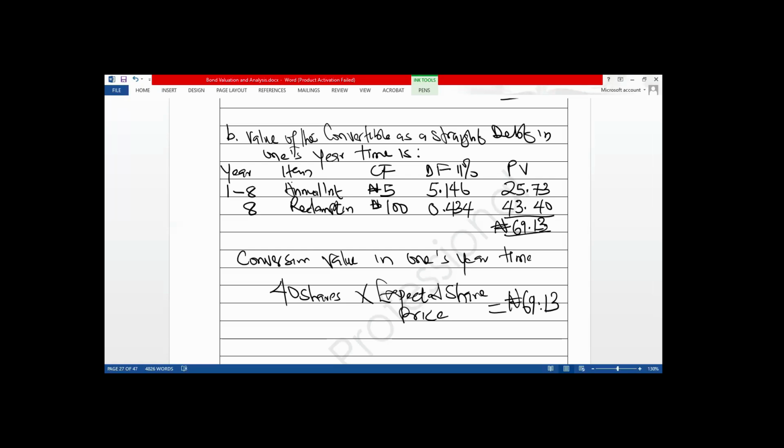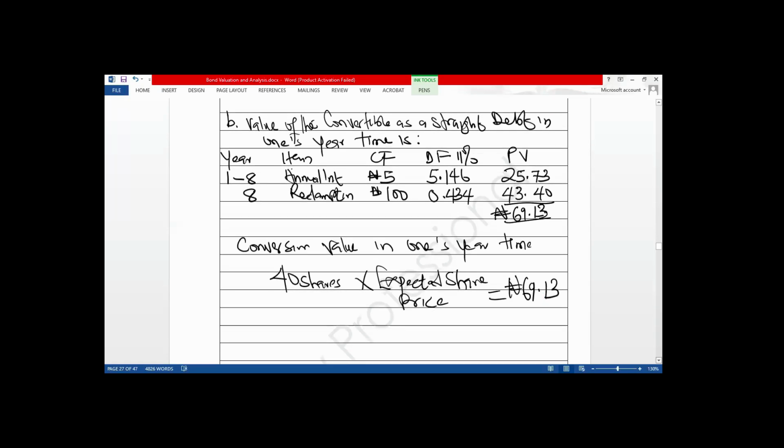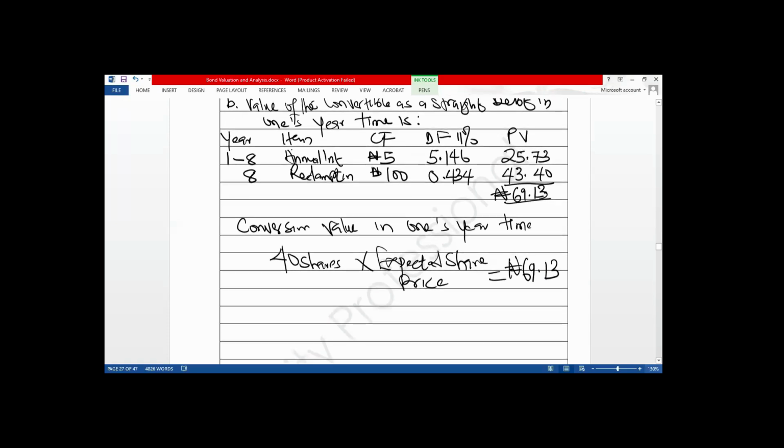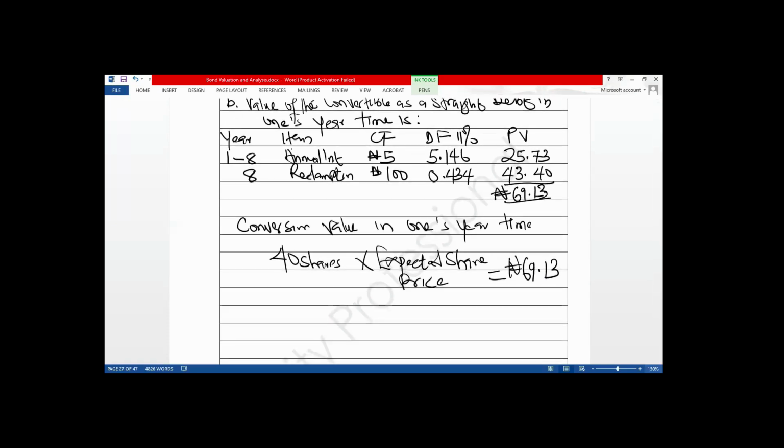What is the expected share price in 1 year's time? The expected share price in 1 year's time becomes expected share price is equal to 69.13 divided by 40 shares. What do you have, please?